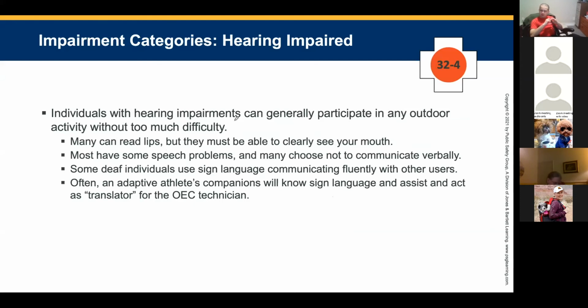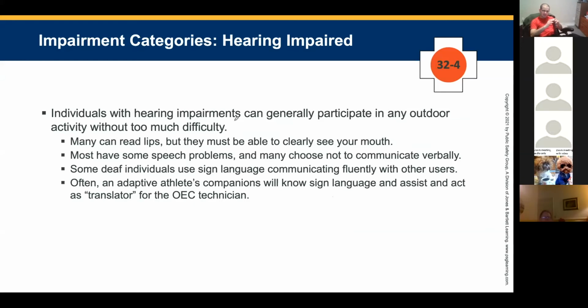So moving into hearing impaired individuals. Individuals with hearing impairments can generally participate in any outdoor activity without too much difficulty. They can usually read lips, but they must be able to see our mouth clearly. So why is that a problem in today's day and age? Because we have to wear masks. Yeah, they have to wear masks everywhere.